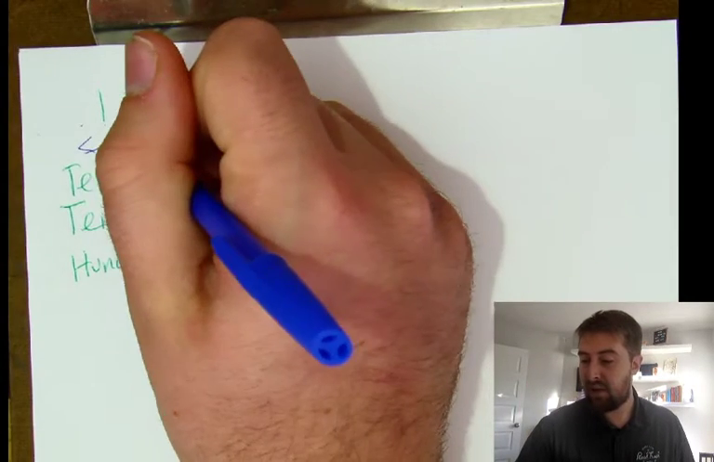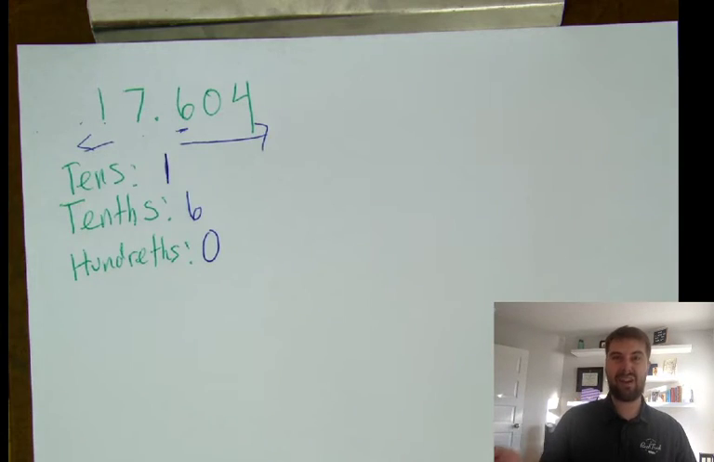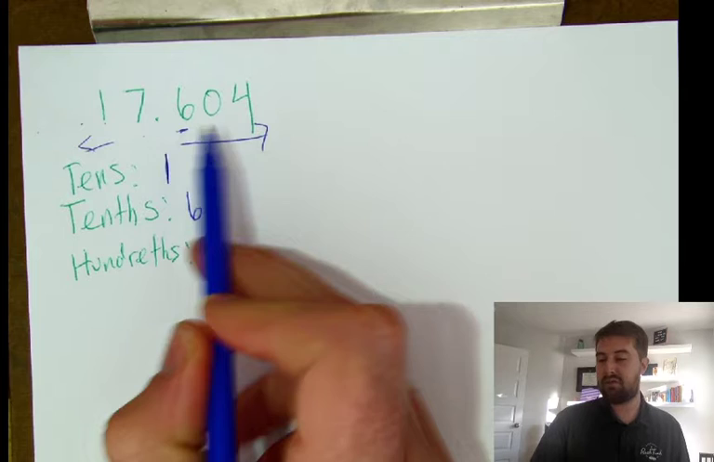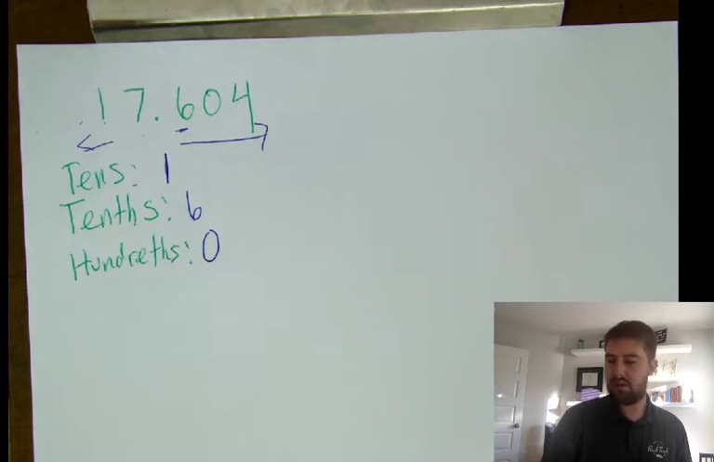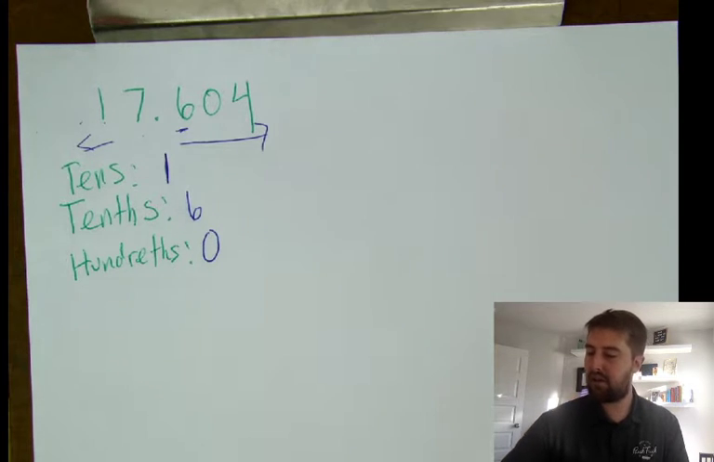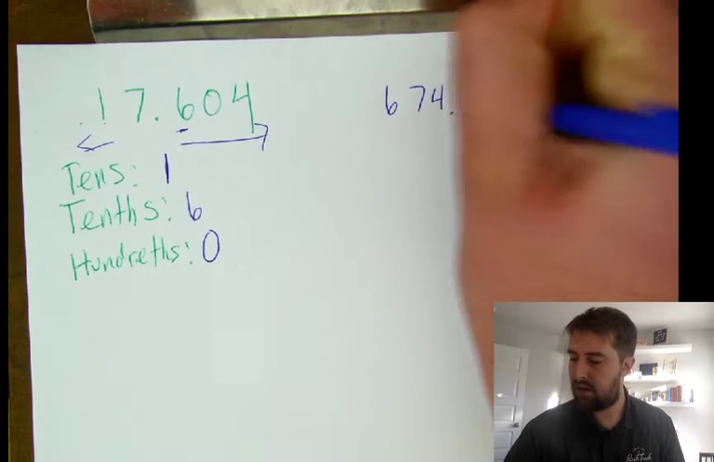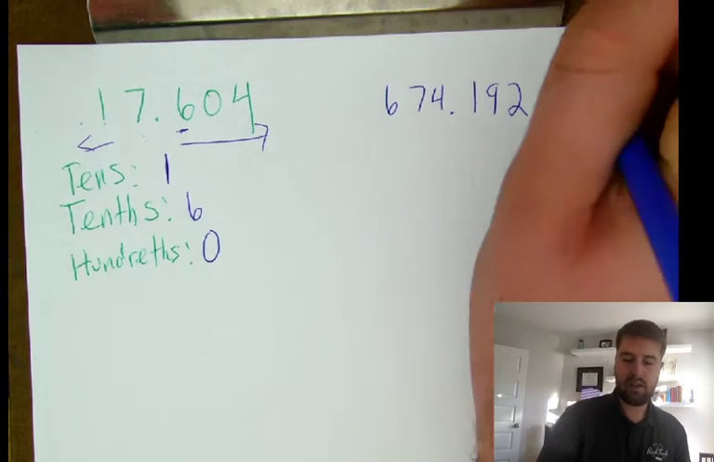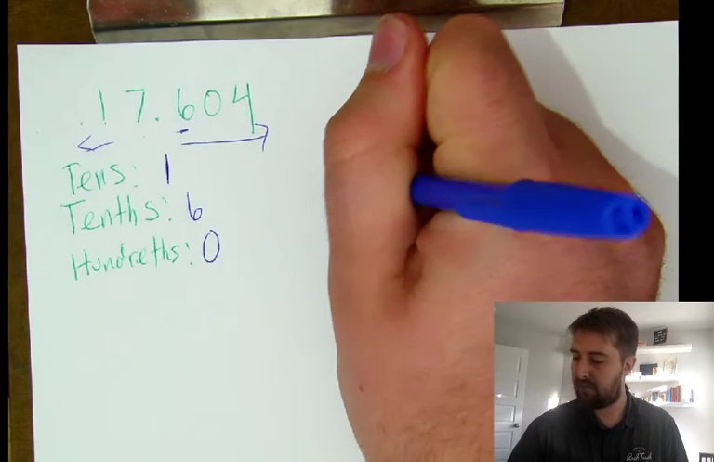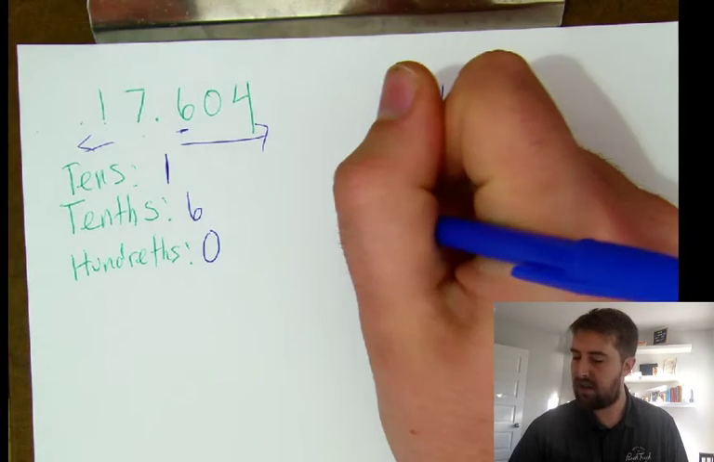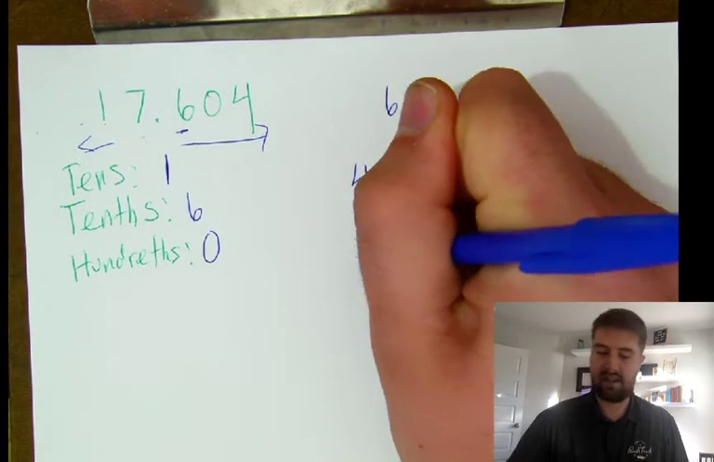And then if we start again in the ones place and move right, it gets smaller as a fraction. So it's tenths, hundredths, thousandths, and so on and so forth. Okay, we're going to do another one. This time we are going to do 674.192. And I'm going to ask you, what place is the 4 in? What place is the 1 in? And what place is the 6 in?